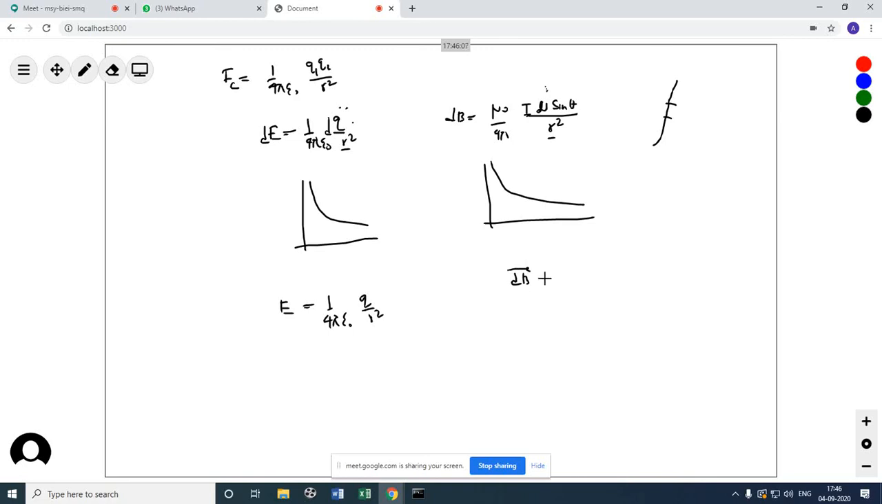Keeping everything constant, dB is equal to mu by 4 pi, then dl vector cross R vector into I by R cube. Right or not? Yes, sir. In this case, if I write this in vector notation, electric field will be written as 1 by 4 pi epsilon naught Q by R cube into R vector.